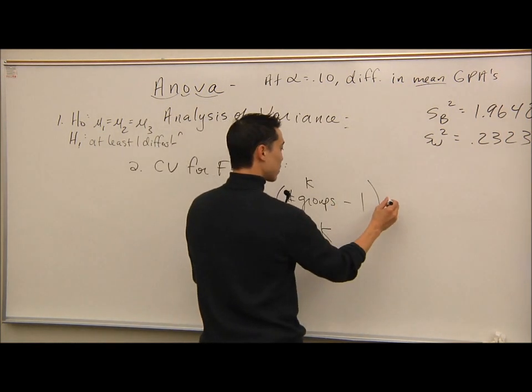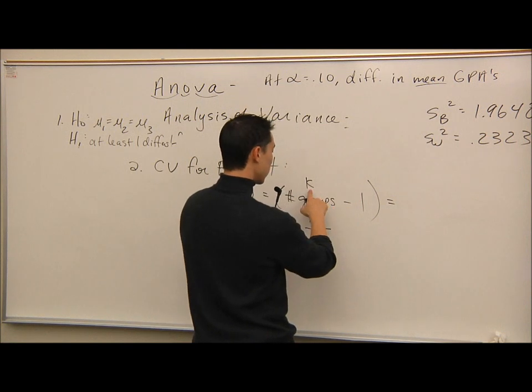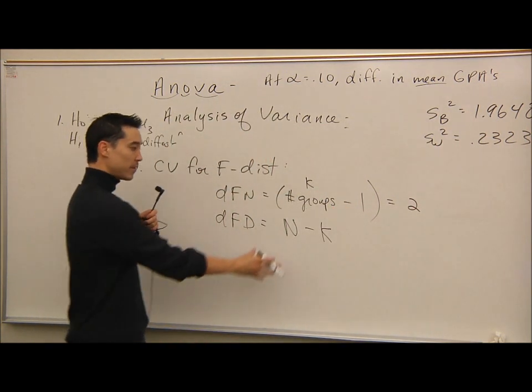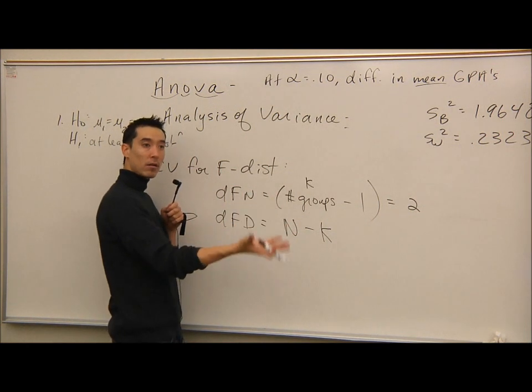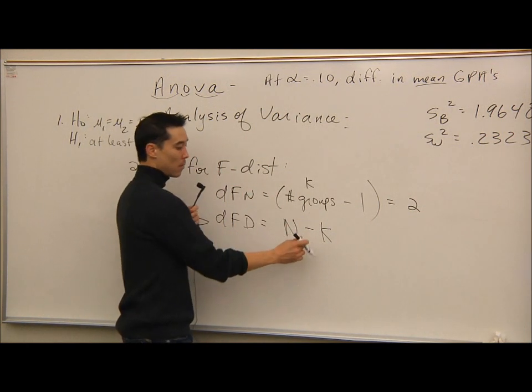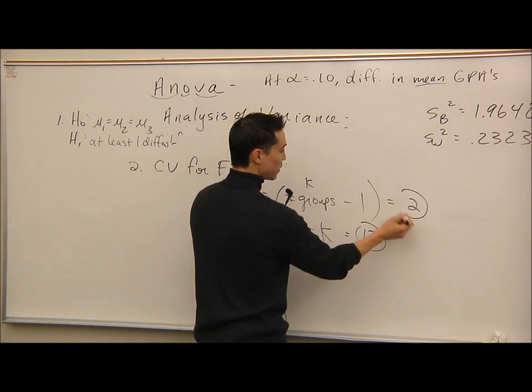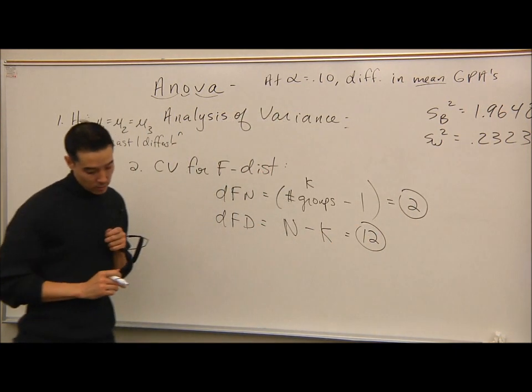So for this particular problem, we had 3 groups minus 1, so my DFN is 2, and we had 15 total people, if you look at all the people in all the groups, minus 3, which is 12. Okay, so everybody make sure you can see where that 2 and that 12 comes from.